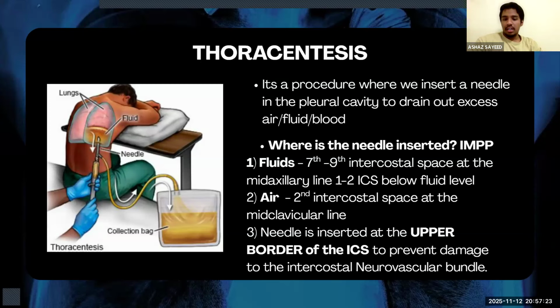Now for air, air is going to be up. Fluid is going to be down. That's why you make the patient lie down so that the fluid comes down. Now air will float, okay? So now you're going to go into the second intercostal space at the mid-clavicular line, right here, somewhere around here.